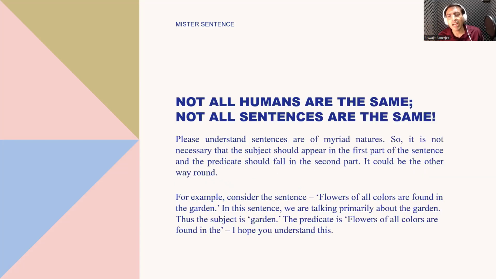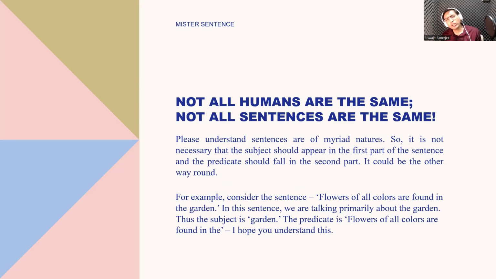Not all humans are the same. Not all sentences are the same. Please understand, sentences are of myriad natures. So, it is not necessary that the subject should appear in the first part of the sentence and the predicate should fall in the second part. It could be the other way around.